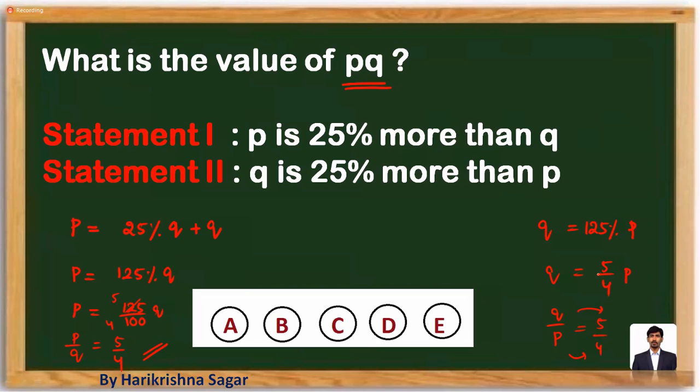So definitely the answer choice will be: statement 1 is not sufficient, statement 2 is not sufficient, and even by merging these two it is not sufficient. If you merge these two, P by Q is equal to 5 by 4 and Q by P is equal to 5 by 4, so using this data we get 25 is to 20 is to 16. That is also a ratio, so we cannot predict the answer. Eliminate this and mark your answer as none of these statements are correct. That's how we have to proceed with the solution.